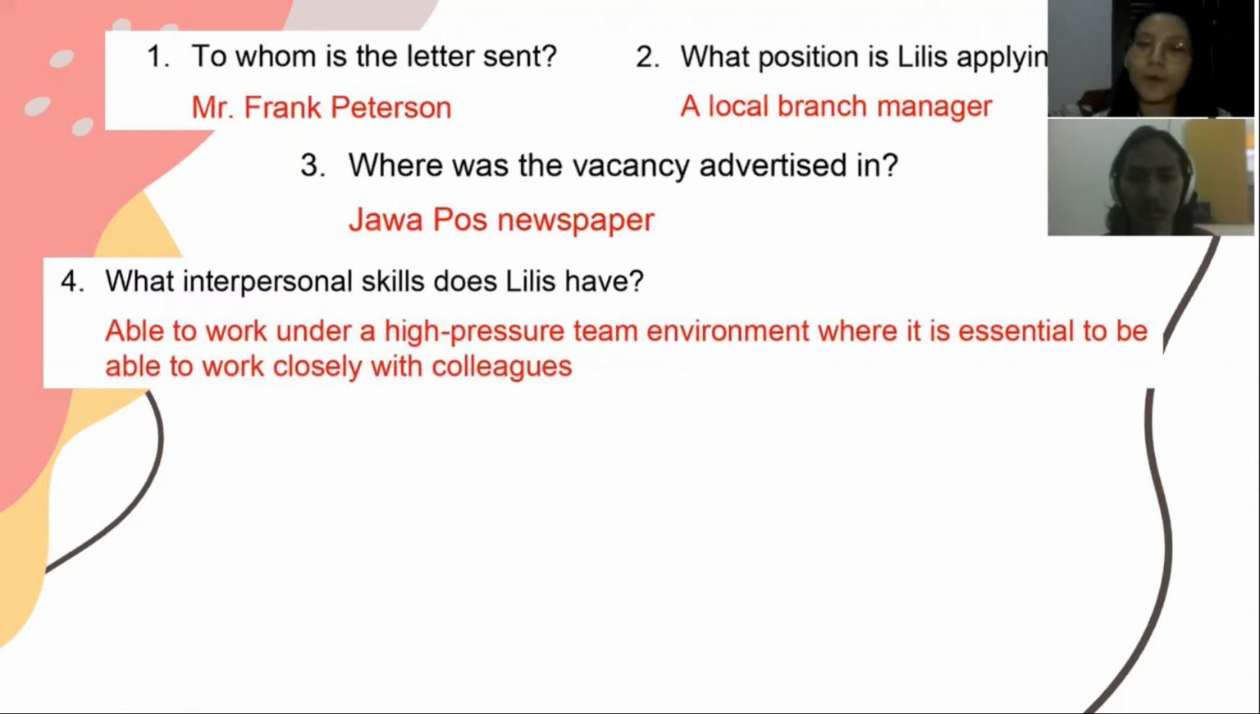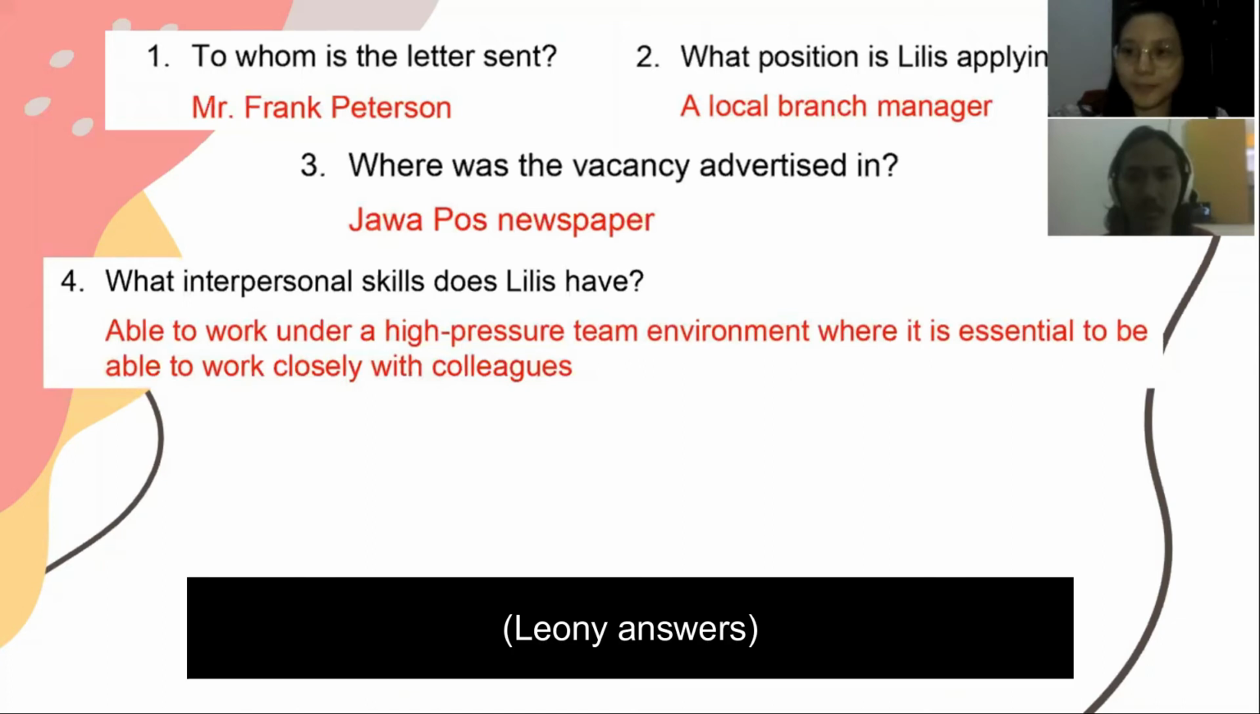Okay. So what interpersonal skills does Lilis have? She's able to work under a high pressure team environment where it is essential to be able to work closely with colleagues. Basically, she has good collaborative skills. If any of you answer good collaborative skills or good teamwork skills, that is also okay. Thank you, Rosie. Now for number five, Leonie, I would like you to answer this question.